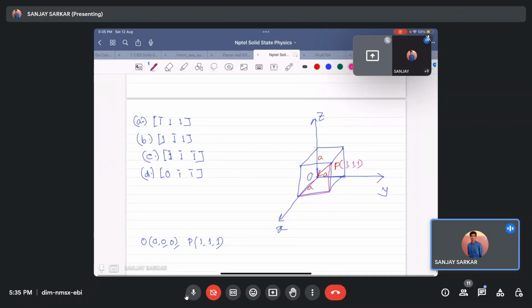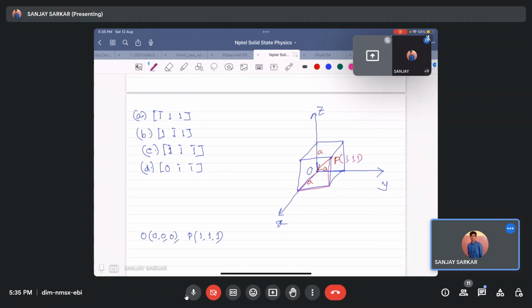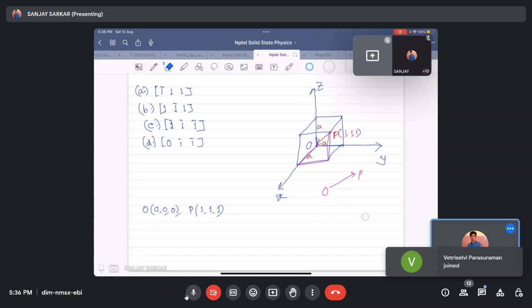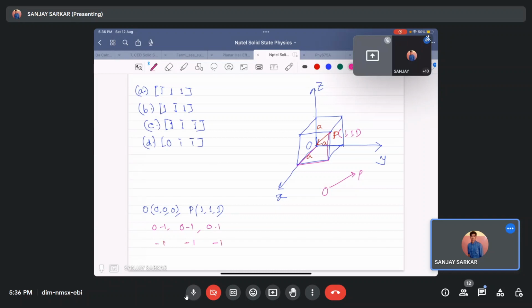Right? So I told you to calculate x2 minus x1. So I think option C, sir. Yeah, option C is correct. So x2 minus x1 in this case would have been 1 1 1 if the direction was from O to P. But in the case of the opposite direction, you do 0 minus 1, 0 minus 1, and 0 minus 1, which is minus 1 minus 1 minus 1, and that is represented as 1 bar 1 bar 1 bar. So the correct option is C here.